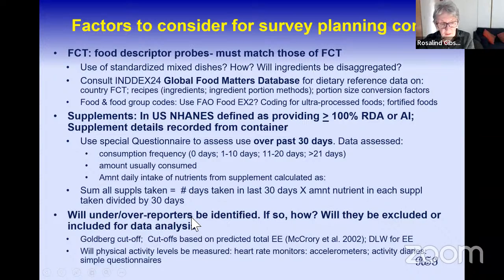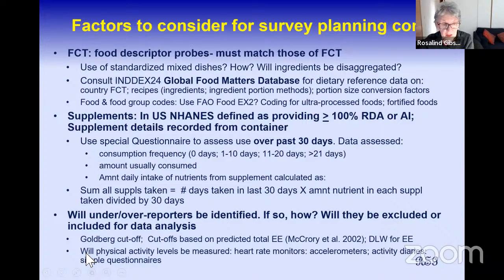To obtain information on over-reporters, you can use the predicted total energy expenditure equation by McCrory et al., which is referenced in my text. Alternatively, of course, the gold standard method for assessing underreporting of energy intake is to use doubly-labeled water, but that's a rather expensive and specialized procedure.